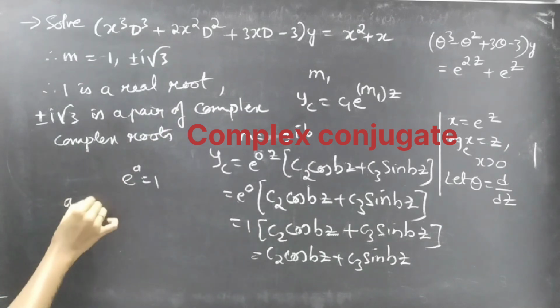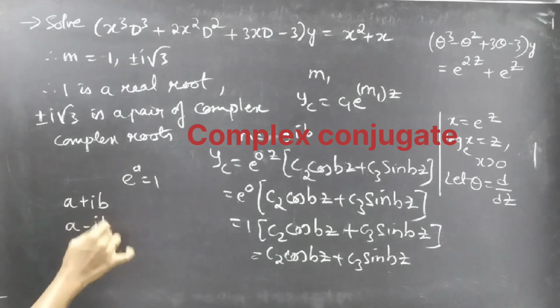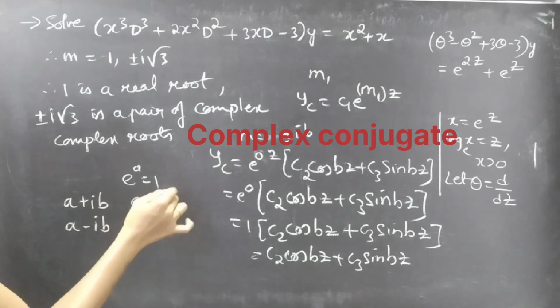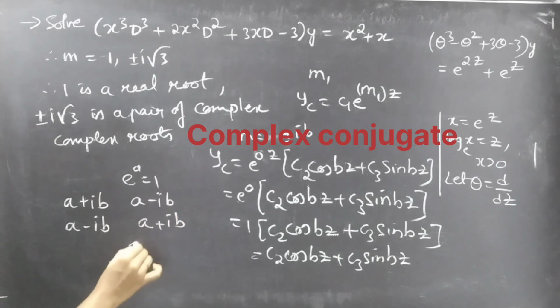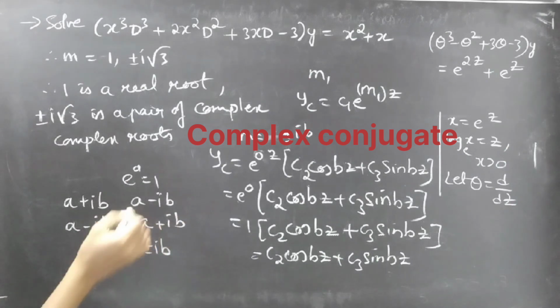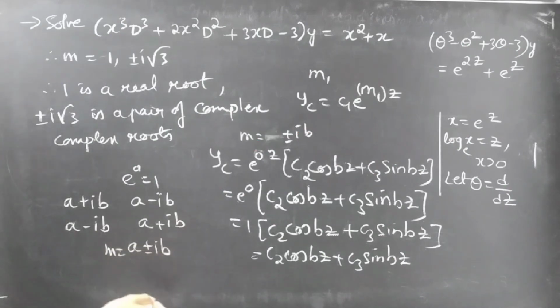We know that if a plus ib is a complex number, then its conjugate is a minus ib, and if a minus ib is a complex number, then its conjugate is a plus ib, right? So we call a plus or minus ib a pair of complex conjugate roots. When m equals a plus or minus ib, we can call it a pair of complex conjugate roots. Now coming to the complementary function.